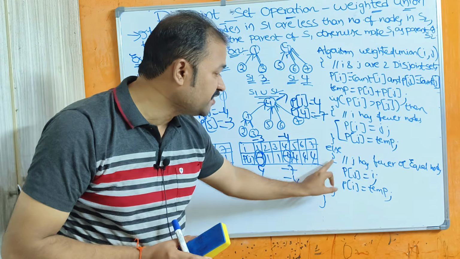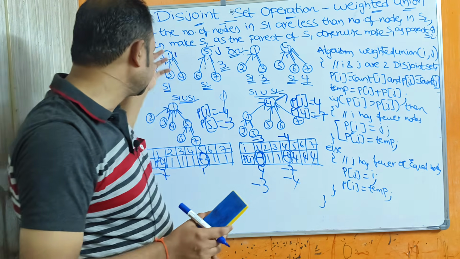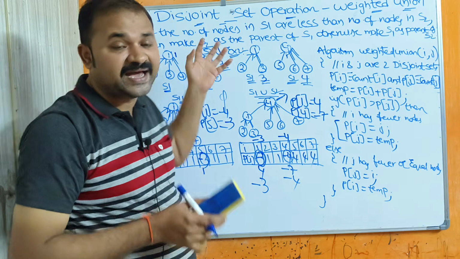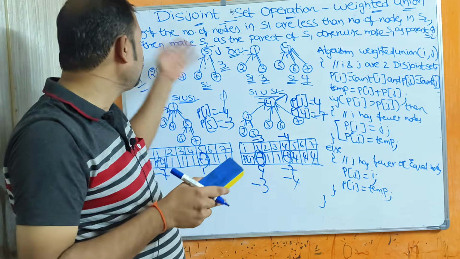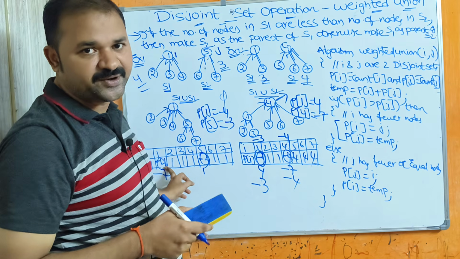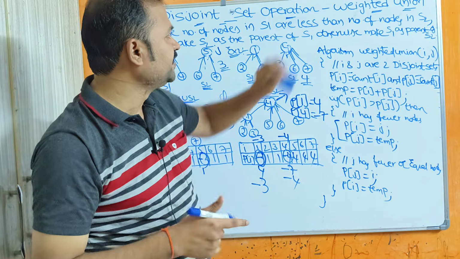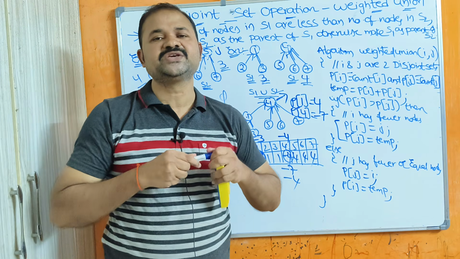This else block will be executed if j has fewer nodes. This is the example. If j has fewer nodes and I has more nodes, then we have to attach j to I. So I will become the parent node and j will become the child node. So this is the algorithm for the weighted union operation. So this is about the weighted union operation.